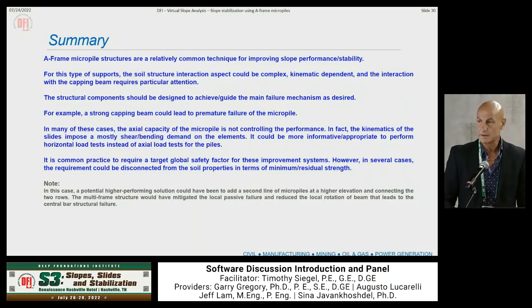There is probably too much attention toward the axial capacity of the system, but very often it is really the bending and the shear that is controlling the failure in this mechanism.